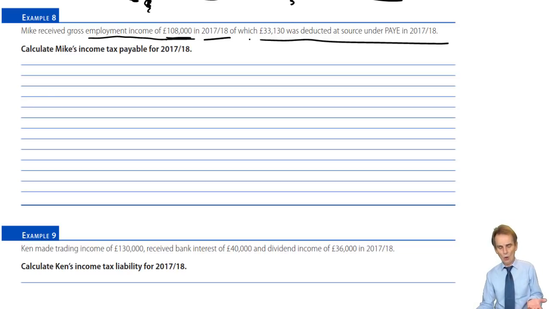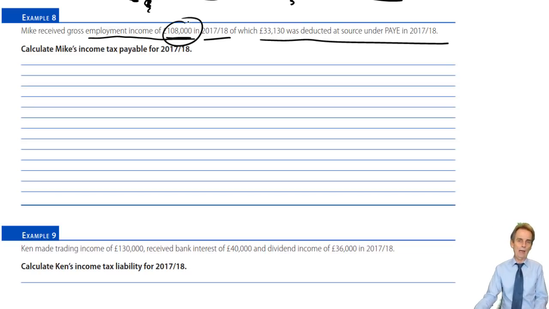Now we can see we have got one source of what is non-savings income, employment income. It is £108,000. No other sources of taxable income, and there are no, as I promised there wouldn't be here, personal pension contributions and there's no gift aid payments that have been made. So what we have, therefore, is a situation where the individual has total income and net income amounting to £108,000.